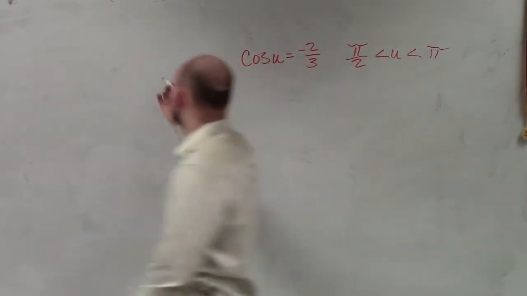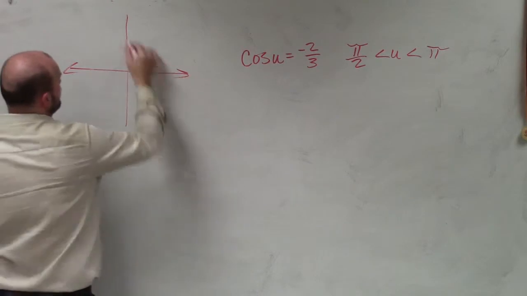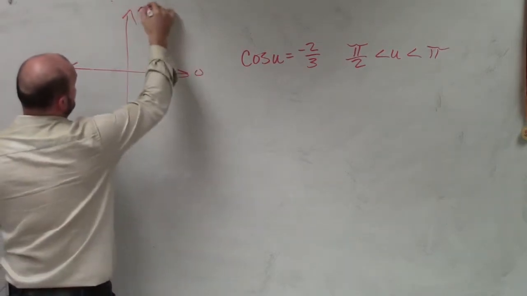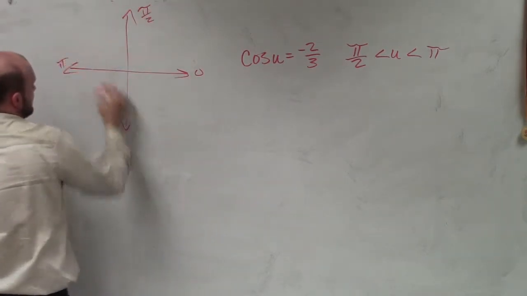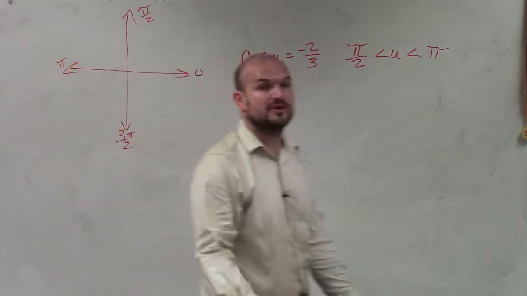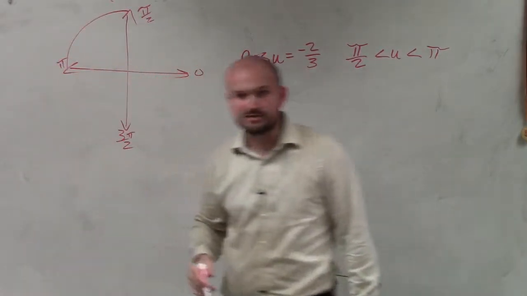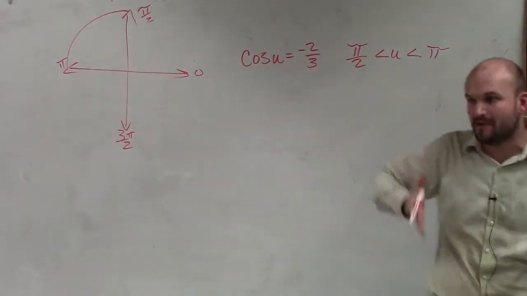So immediately what I'm going to do is determine where that constraint is. If that is 0, that's pi halves, that's pi, and that's 3 pi over 2. So I know that my constraint confines me to the second quadrant. It has to be between pi halves and pi.